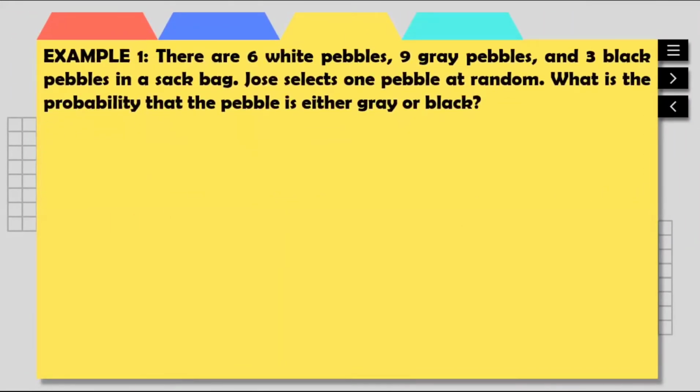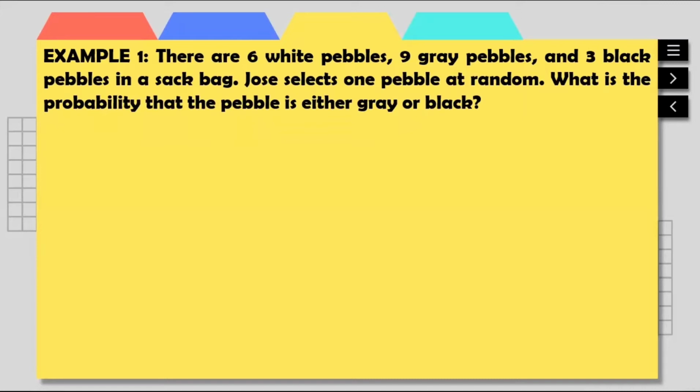Example number 1. There are 6 white pebbles, 9 gray pebbles, and 3 black pebbles in a sack bag. Jose selects one pebble at random. What is the probability that the pebble is either gray or black? So again, the pebble could not be both gray and black, so this is an example of mutually exclusive events.